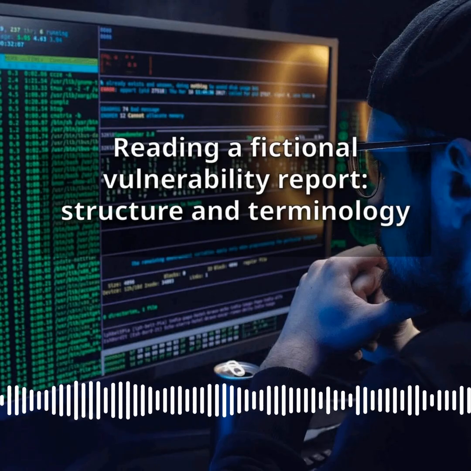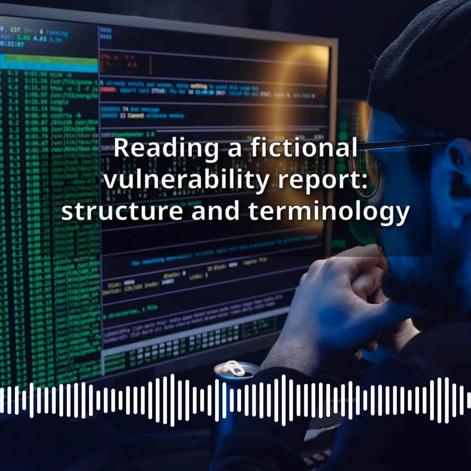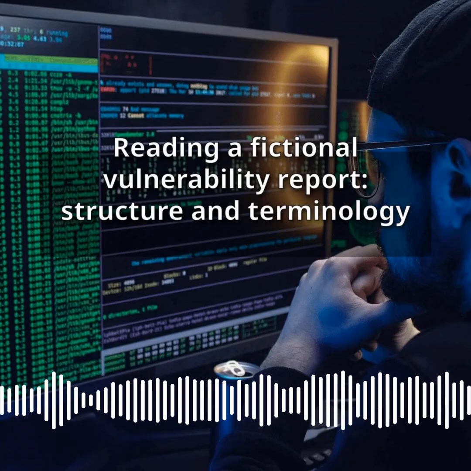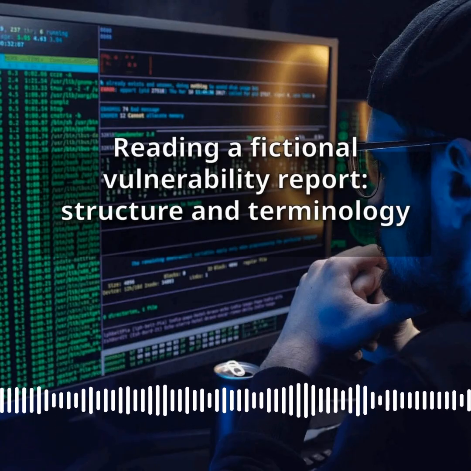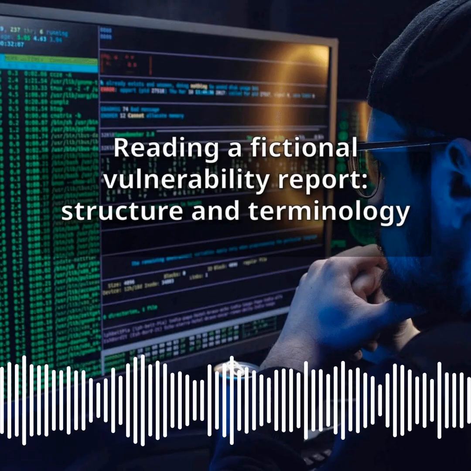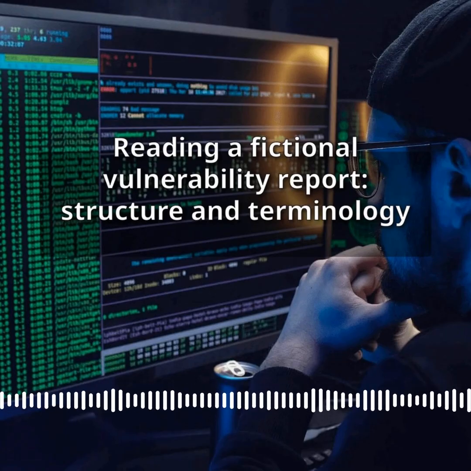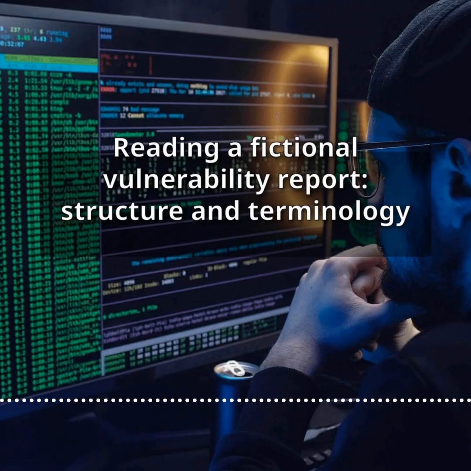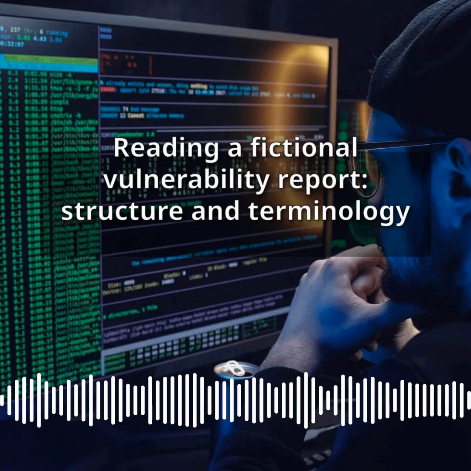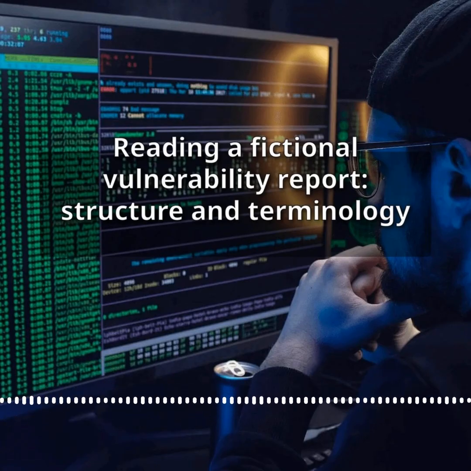Vulnerability reports can be produced manually by a human tester following a penetration test, or automatically by tools such as static analysis scanners, dynamic analysis scanners, or software composition analysis tools. In professional practice, the two approaches are often combined. Automated tools detect a broad range of potential issues, and a human analyst validates, contextualizes, and completes the findings.